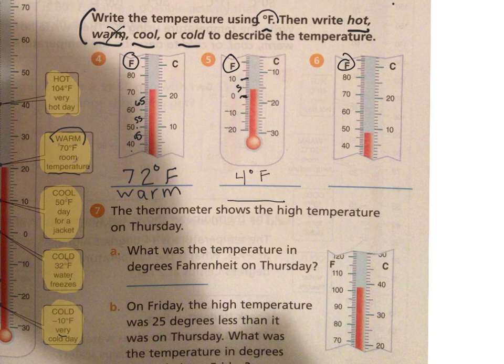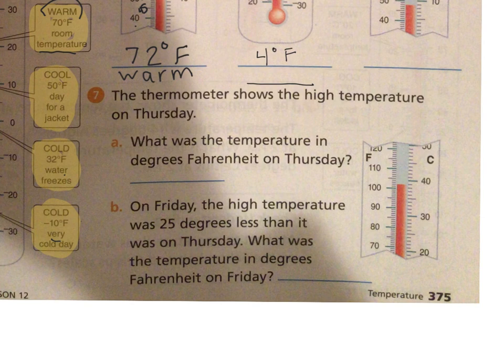All right, now you have number 6 to do on your own. Remember to look at the correct side. We're not focusing on the C side yet, okay? Then number 7 says, the thermometer shows the high temperature on Thursday. What was the temperature in degrees Fahrenheit on Thursday? I'm going to write the temperature on the line. Well, I can see that it's not at 100 and it's not at 105. So what is it at? It's a couple degrees over 100. What would that be?